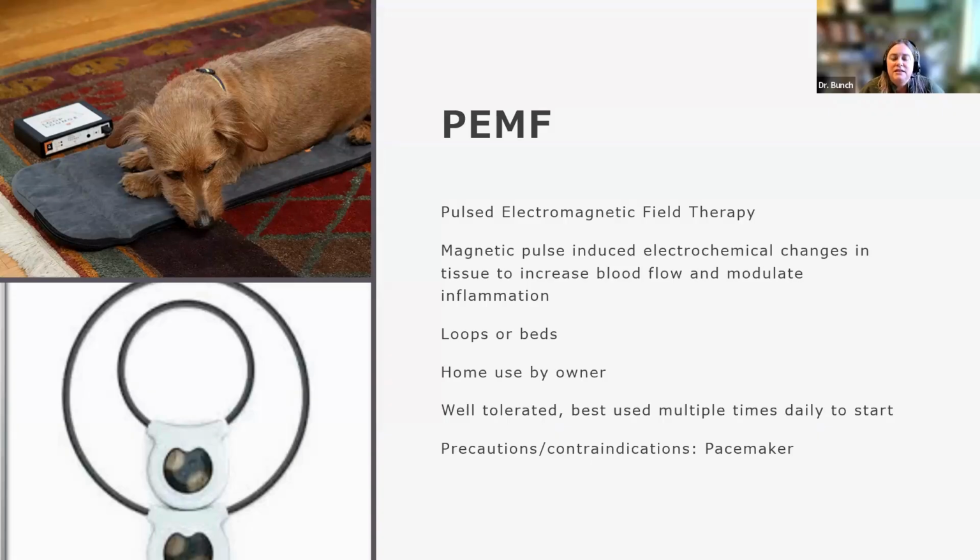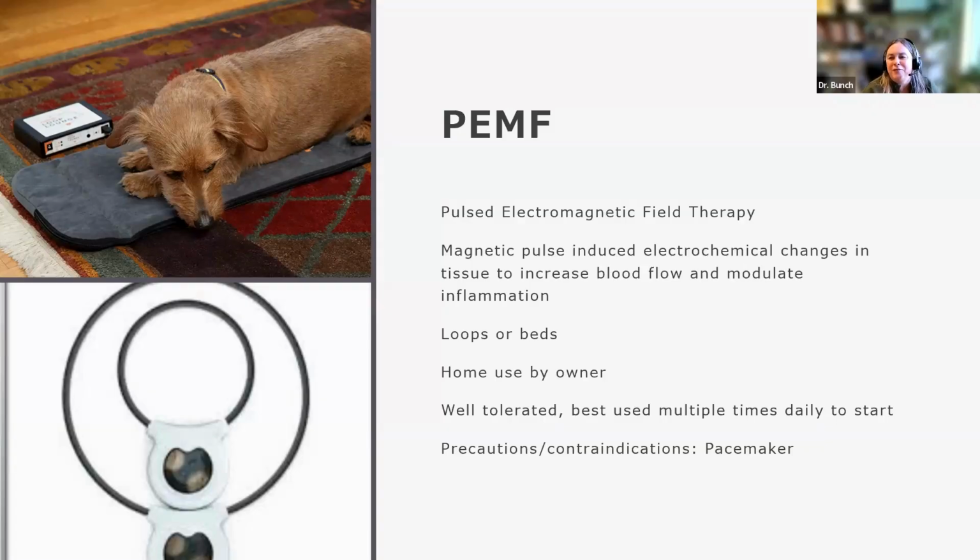These are loops or beds, oftentimes, is how they'll come. On the large animal side, there are big paddles and waves and all these different things, but you've got to have a way that the magnetic signal is being produced, and then you've got to have a coil that it is produced within. So there's usually going to be a loop of some type involved. These can be used in clinic or at home by the owner, so you've got some flexibility there. They're very well tolerated, but using them multiple times a day is ideal, and then you can taper over time.